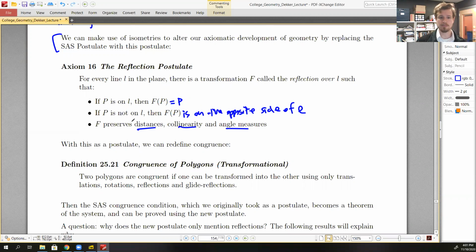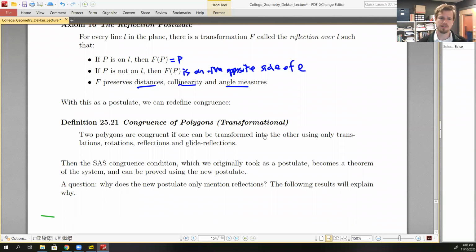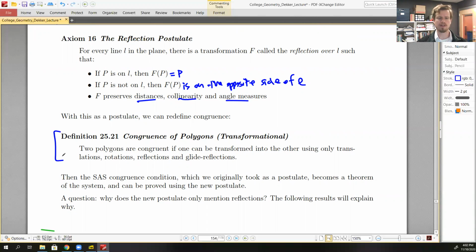So these are the things that, this last bit we already talked about, our transformations, all of them are isometries, preserve distance, collinearity, and angle measure. But this axiom only refers to reflections, and we'll see what that's all about in just a moment. But with this reflection postulate, we can give a different definition for congruence for triangles, for rectangles or quadrilaterals, five-sided figures, all polygons. We can give a congruence condition based on transformations. So we can replace the side angle side. But to do that, a different definition of congruence would be handy, we'll say. So two polygons are congruent if one can be transformed into the other using only translations, rotations, reflections, and glide reflections.